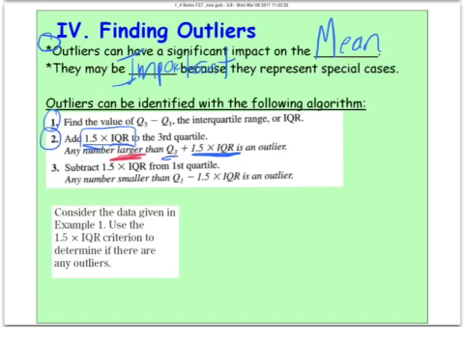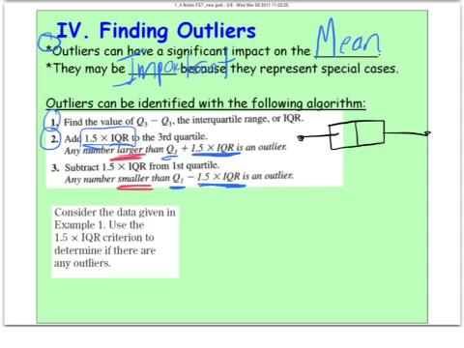Now on the other side, you're going to go to Q1. So we take that 1.5 times the IQR, but this time we subtract it from Q1. And any number smaller than that is considered an outlier. And let me show you a quick visual representation. I think if you look at it in terms of a box plot, it's easier to see it.